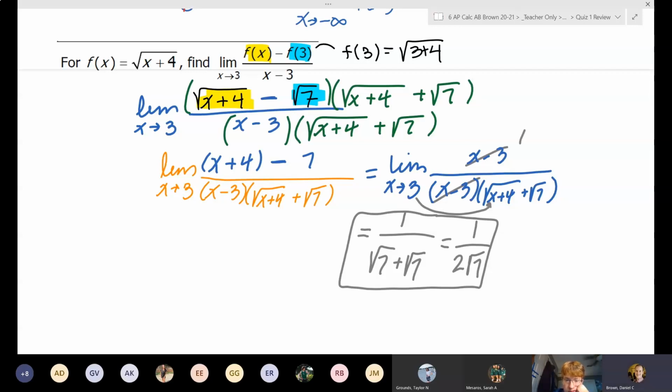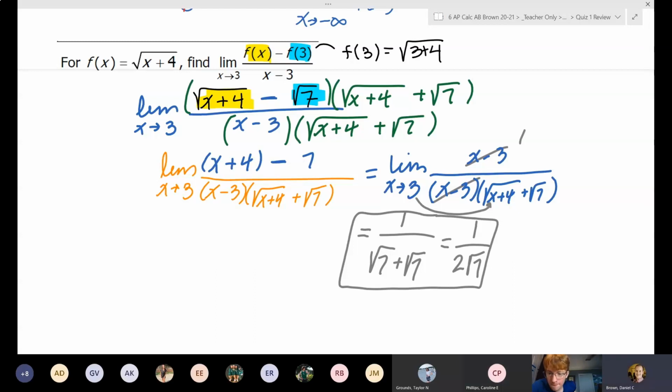On the quiz, do we need to make sure that we show that we plugged in and got the 0 over 0, or like if we just did it in our head? Would that be okay? You would not have to show that you got 0 over 0. Okay. If I see work there, I will assume that is what you did. Okay.